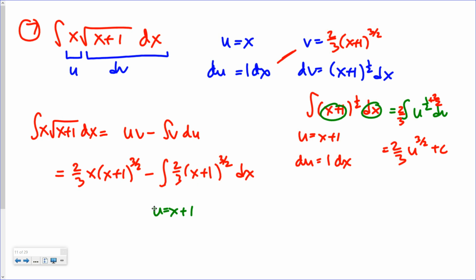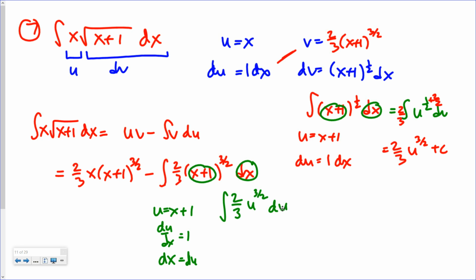du dx is going to be equal to 1, so therefore dx is du. I substitute two things, my dx and my u, so this becomes 2 thirds u raised to the 3 halves times the integral of 2 thirds u raised to 3 halves du, and do my x's cancel out? Why, yes, they do. So then this is going to be an easy reverse power rule.